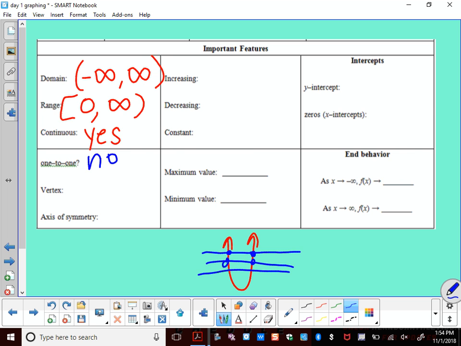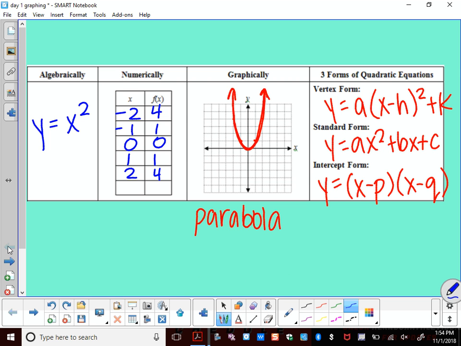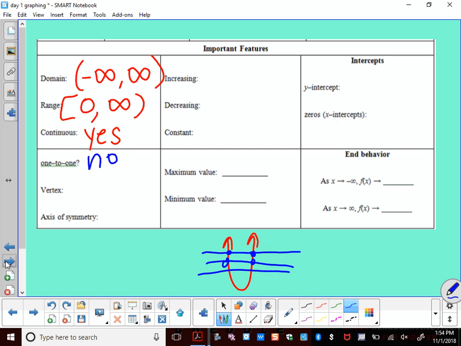Okay, my vertex. Where's my vertex? What's this point? 0, 0. So my axis of symmetry is x equals, you have to put that. Your axis of symmetry is always the x value of your vertex. So that's going to be what? 0.